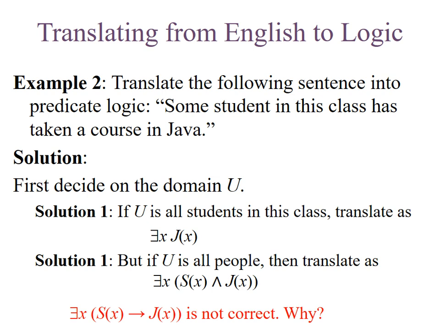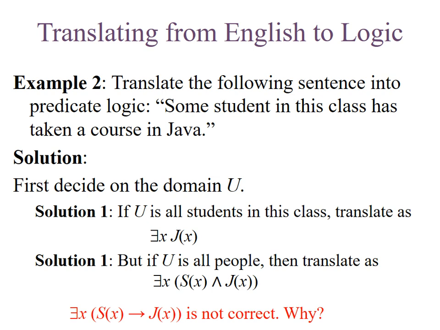Okay, so we have the universe of all people, and maybe some people are in this class, but we need to find one x that is not in this class. So maybe this instance we call A. Because A is not in this class, but A takes Java, that makes the expression true, right? But you can see this is totally different from the original meaning.